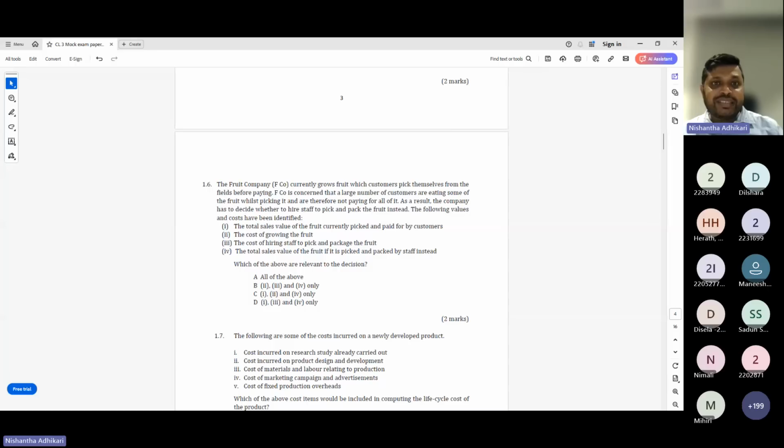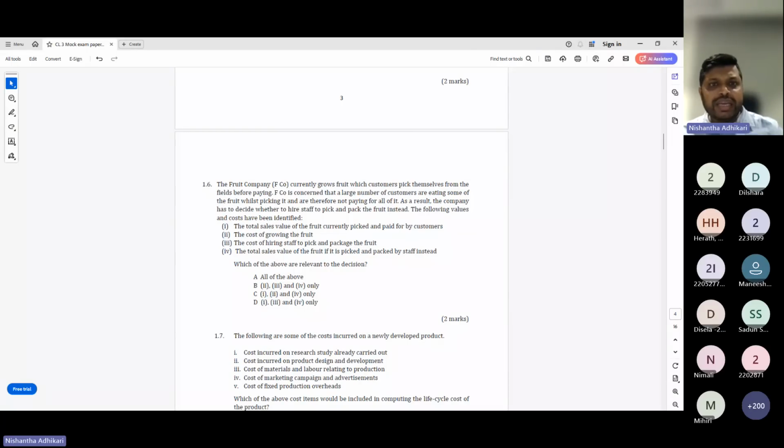As a result, the company has to decide whether to hire staff to pick and pack the fruit instead. The following values and costs have been identified. The staff will pick the fruit and package it, and they will sell the packaged product. We have to identify which of the above are relevant to the decision. What are the relevant costs?